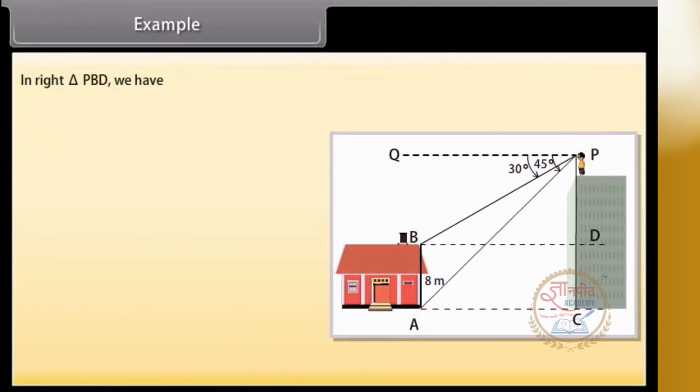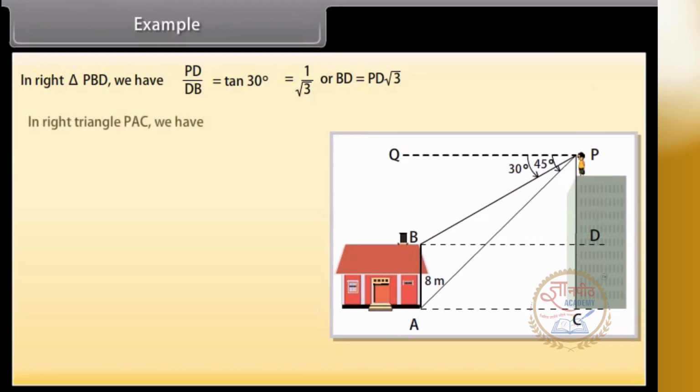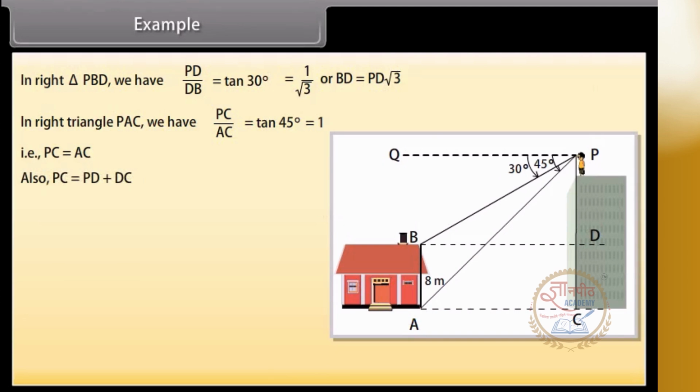In the right triangle PBD, we have PD upon DB equals tan 30 degrees, which is equal to 1 upon square root 3, or BD is equal to PD square root 3. In right triangle PAC, we have PC upon AC equals tan 45 degrees, which is equal to 1. That is, PC is equal to AC. Also, PC equals PD plus DC. Therefore, PD plus DC is equal to AC.